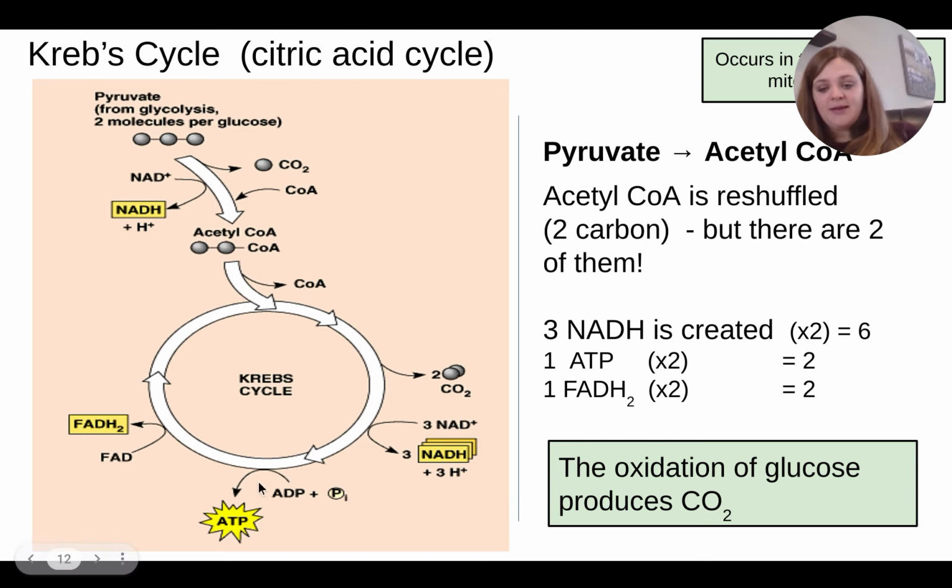2 ATP are created because we have 1 down here, but we have done this process twice because there's 2 pyruvates. There are 2 of these after we've done it twice. So there's 1 for each pyruvate, but we have 2. Our products from this reaction are 6 NADH, 2 ATP, and 2 FADH. That's what we're getting out of this process.